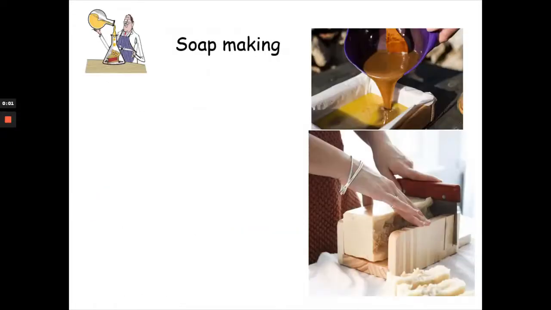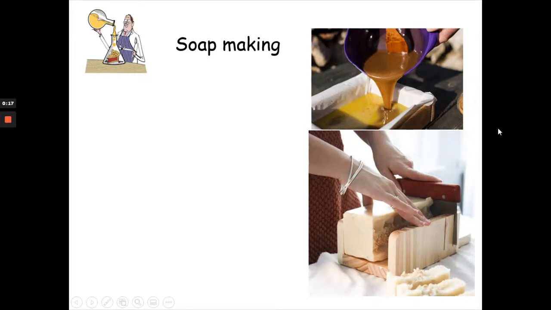So we're going to begin by looking at the soap making process, and that will lead us on to look at the structure of soaps. It would be helpful if you could turn to page 17 of your notes if you haven't done so already. So on this slide you can see a couple of images which illustrate the soap making process.